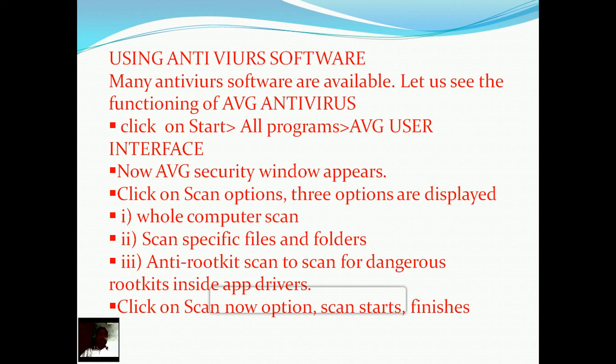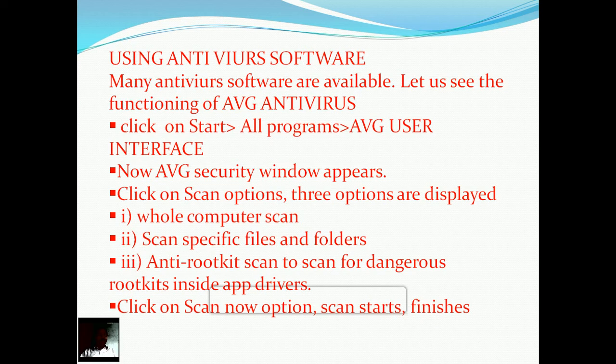One is whole computer scan. Whole means all the drives in your computer will be scanned by this antivirus software. Then scan specific files and folders. Suppose you use only a few drives, maybe D drive, and you have some doubt about some files in D drive. Then we don't want to scan all the drives of your computer. We can just scan D drive or a particular folder or a particular file individually by using the second option, scan specific files and folders.